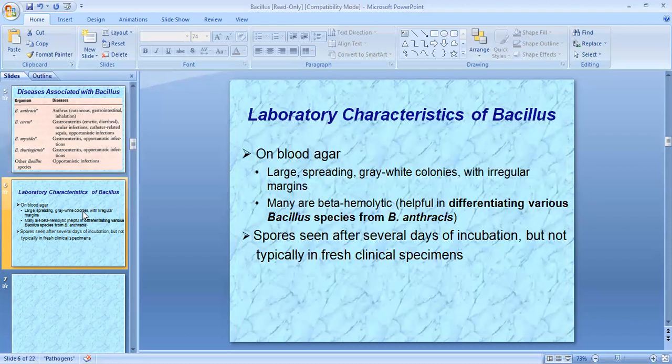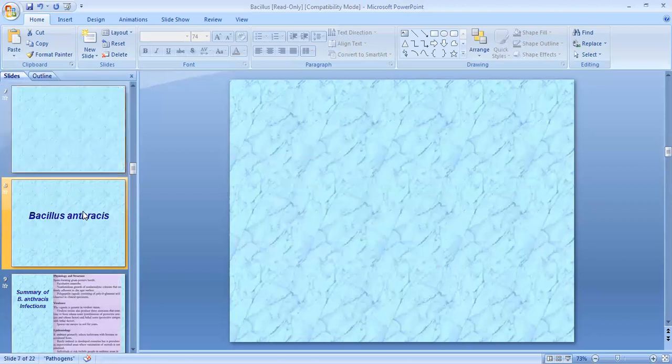The laboratory characteristics of Bacillus on blood agar: they are large spreading gray-white colonies with irregular margins. They are beta hemolytic. This is helpful in differentiating the various Bacillus species from anthrax, which is not beta hemolytic. The spores are seen after several days of incubation, but not typically in fresh clinical specimens.